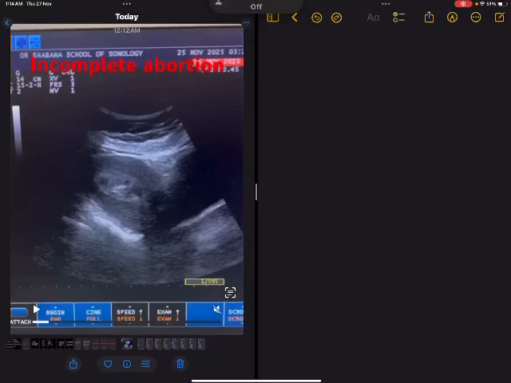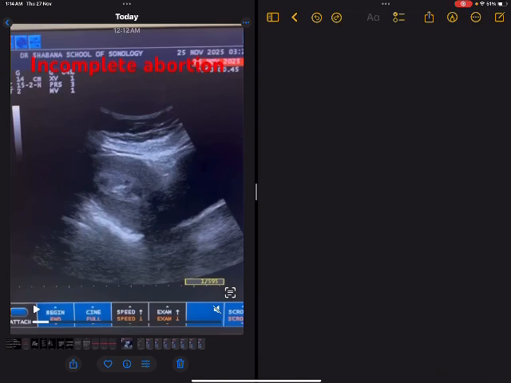A case of incomplete abortion. In this case, the patient gives a history of D&E two weeks back, and she has still been having heavy bleeding PV.